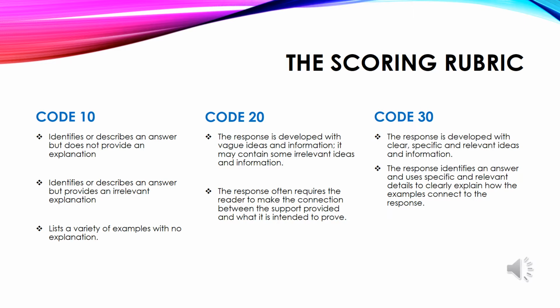A code 30 is the highest score you can have. And the two examples you've seen are code 30 examples. The response is developed with clear, specific, and relevant ideas and information. And the response identifies that answer by clearly explaining how the examples connect to the response. So you give reasons why Delphi has special meaning for you and why the fact that your grandparents are there helps Delphi have special meaning for you. I hope that makes sense.